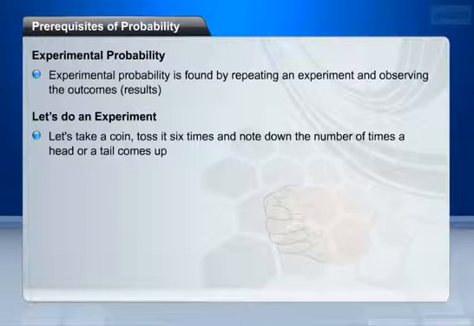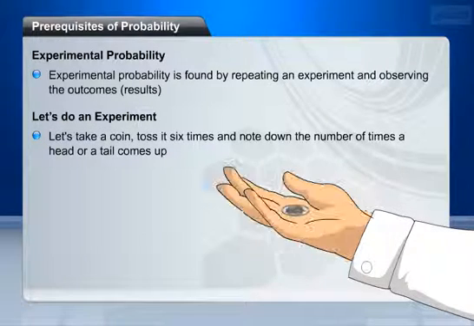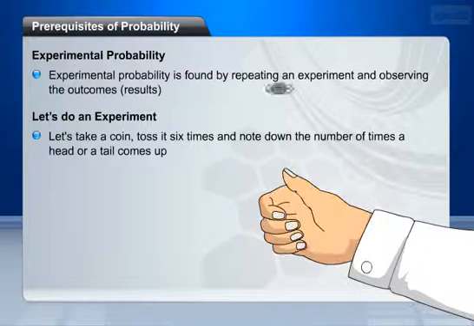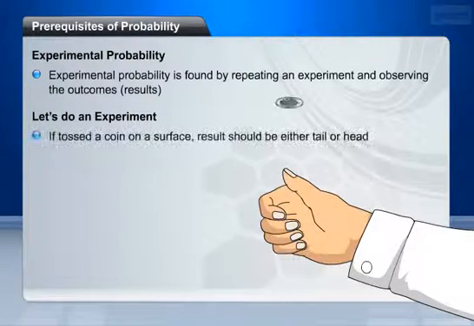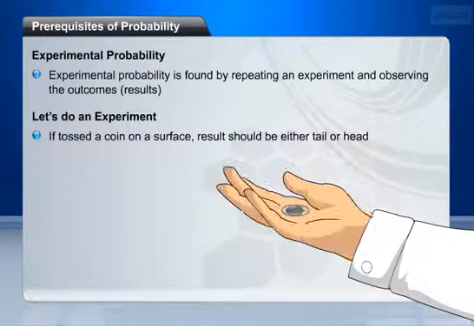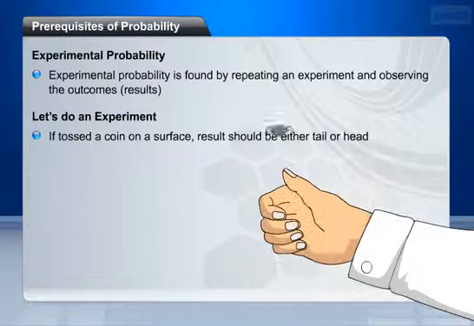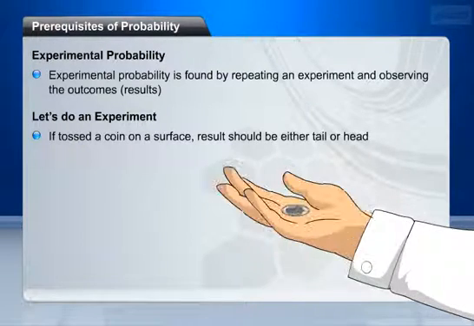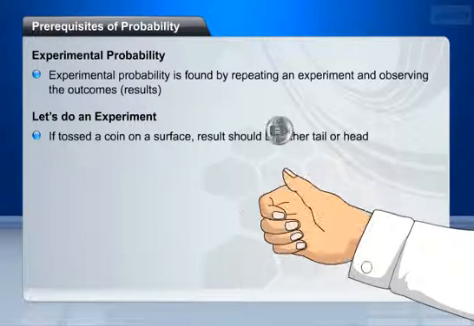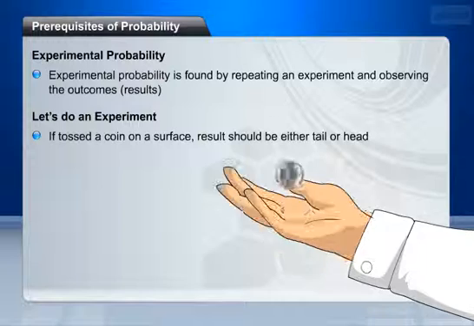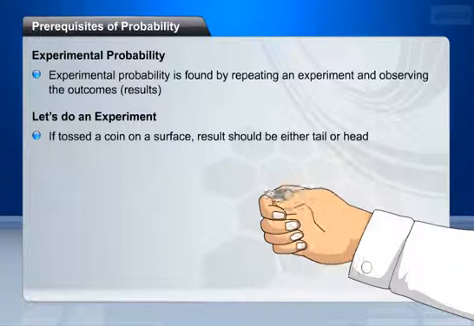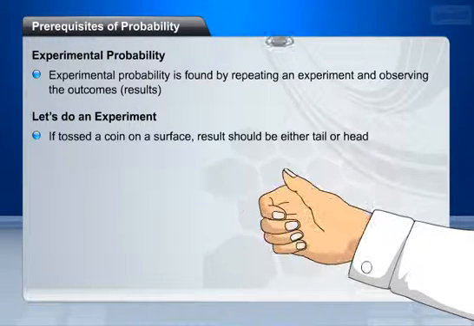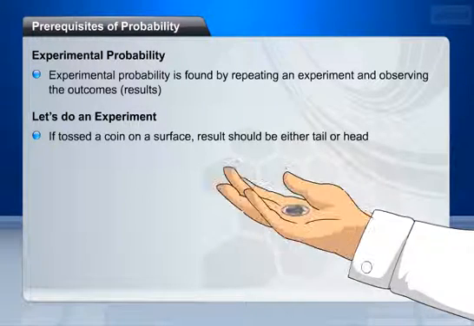Let's take a coin, toss it 6 times and note down the number of times a head or a tail comes up. If we toss a coin on a plane surface, the result should be either tail or head. Here we should toss on a plane surface only because the coin can only land in one of two possible ways, that is either heads up or tails up. But there is a possibility of its landing on its edge, which may be possible, for example, if it falls on sand. So that is the reason tossing a coin should be on a plane surface only.